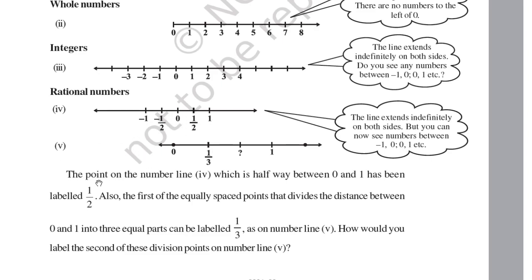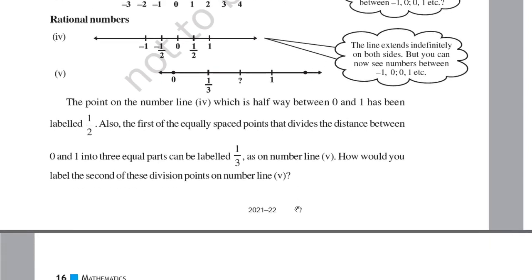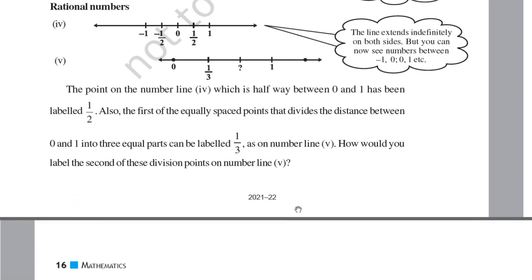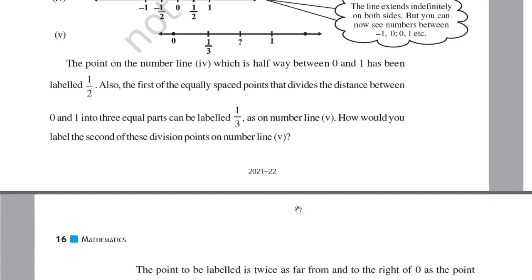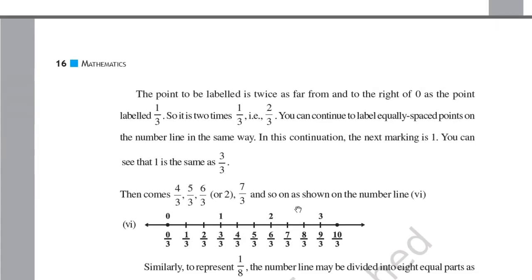The point on the number line which is halfway between 0 and 1 has been labeled 1 by 2. Also, the first of the equally spaced points that divides the distance between 0 and 1 into 3 equal parts can be labeled 1 by 3. As on number line 5, how would you label the second division point? Here the point to be labeled is twice as far from, and to the right of, 0 as the point labeled 1 by 3. So it is 2 times 1 by 3, that is 2 by 3.